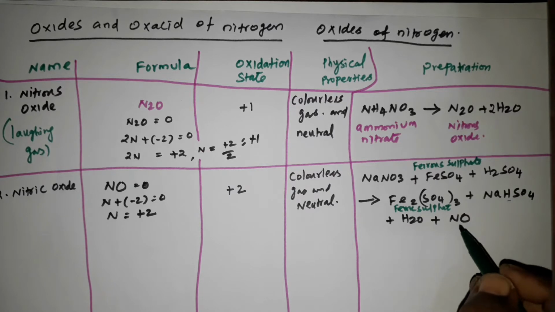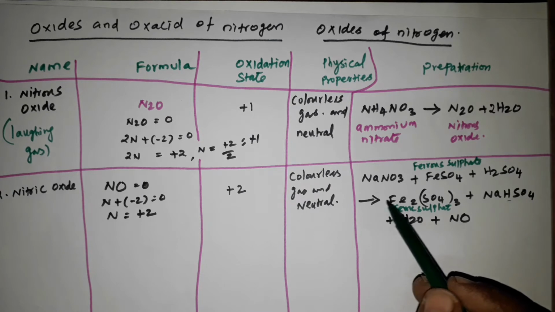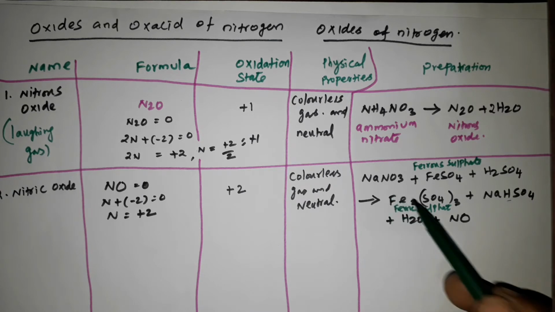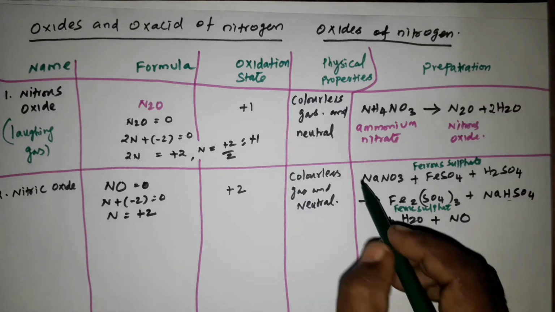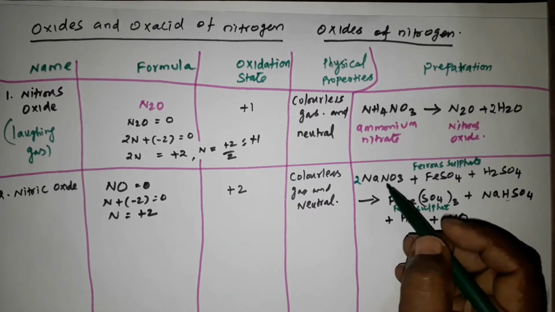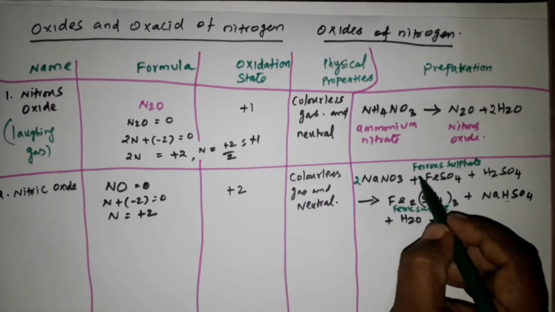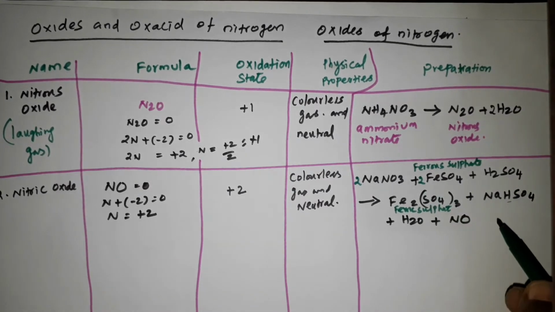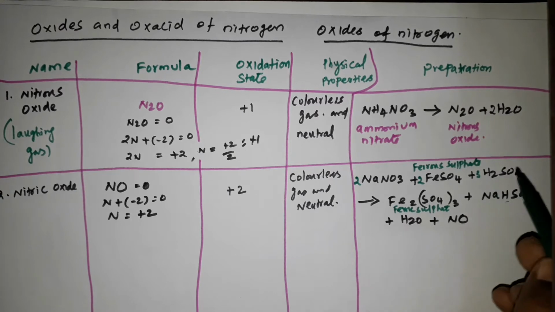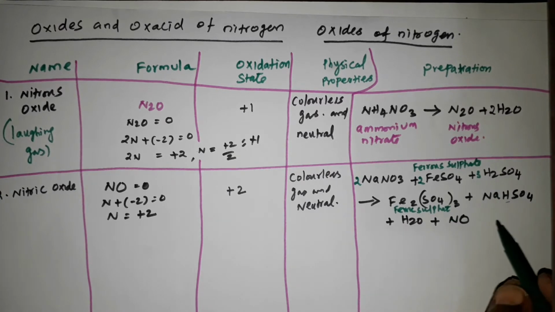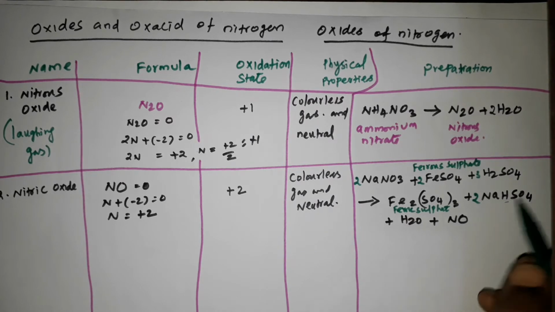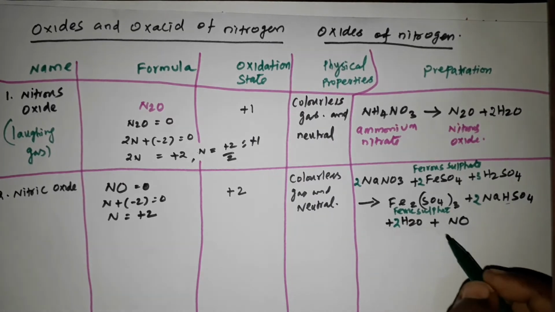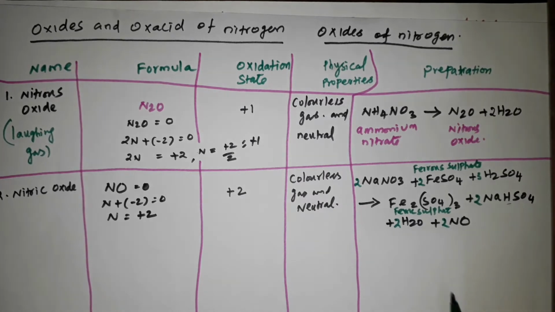See here, on this side how many nitrogen atoms are there? 1 nitrogen. So here also 1 nitrogen is there. When you balance the equation, put 2 here, then add 2 here also, then here 3, then we will get here 2 NaHSO4, then 2 moles of water, then 2 NO. So check the equation. Try to balance the equations.